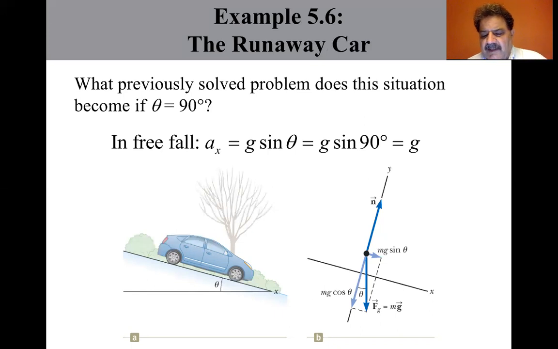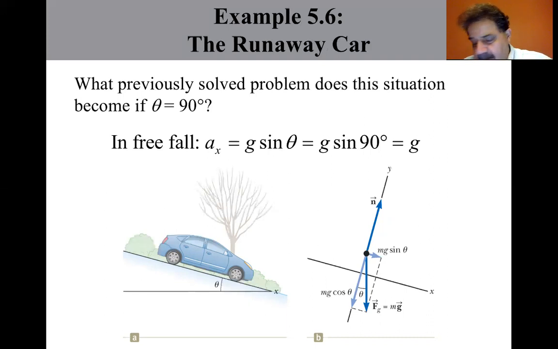We find a_x equals g rather than a_x equals minus g because we have chosen the positive x-axis to be downward. Notice also that the condition n equals mg cosine theta gives us n equals mg cosine 90 degrees, which is equal to 0. The cosine of 90 is equal to 0. That is consistent with the car falling downward next to the vertical plane, in which case there is no contact force between the car and the plane, so there is no normal force.